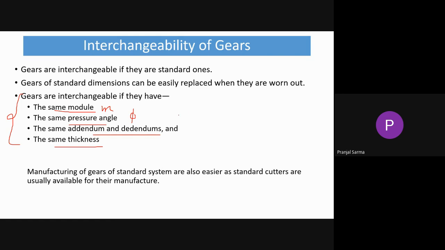That means if you are going to replace it, then these are some of the things you must remember, and as per this specification only you need to order it. The manufacturing of gears of a standard system, as discussed previously, is easier. Why? Because different standard cutters are usually already available for their manufacture. That's why it is advisable to go for the standard system whenever possible. Always follow the standards.